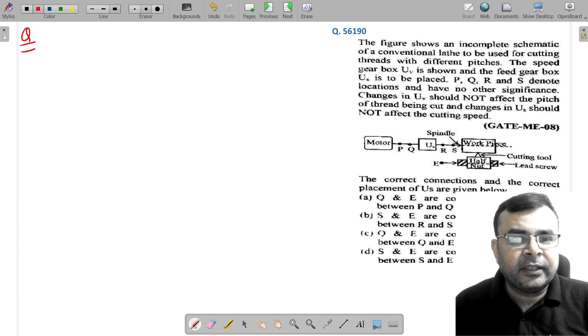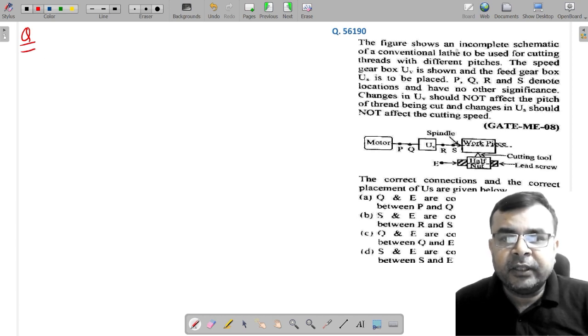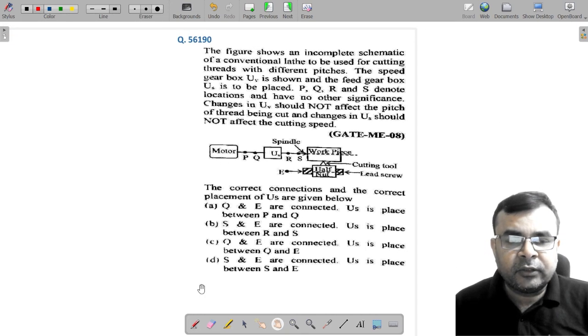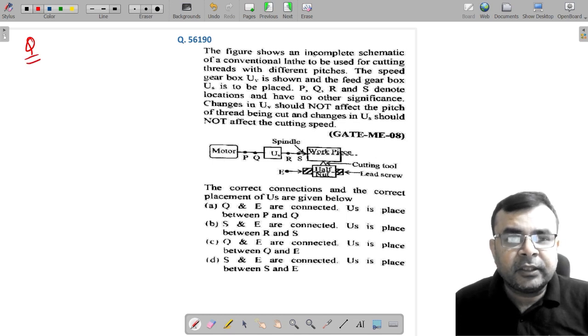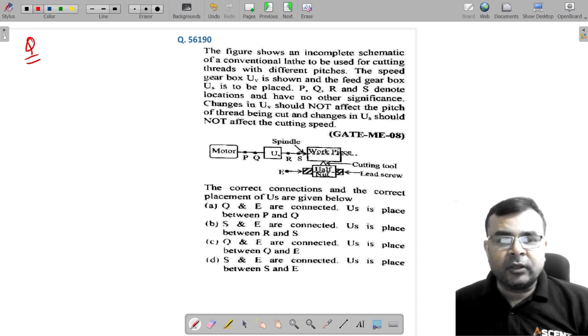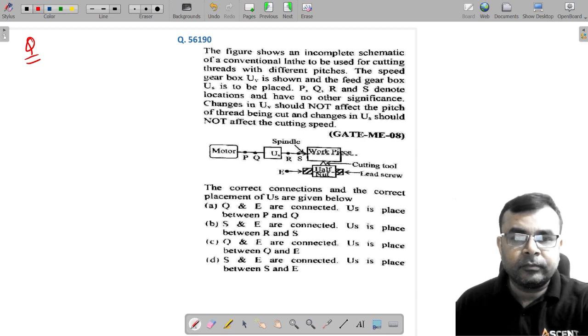Okay, so let's see another question. The figure shows an incomplete schematic of a conventional lathe to be used for cutting thread with a different pitch. Okay, so now it is visible, I think. The figure shows an incomplete schematic of a conventional lathe to be used for cutting thread with a different pitch. The speed gearbox UB is shown and the feed gearbox US.